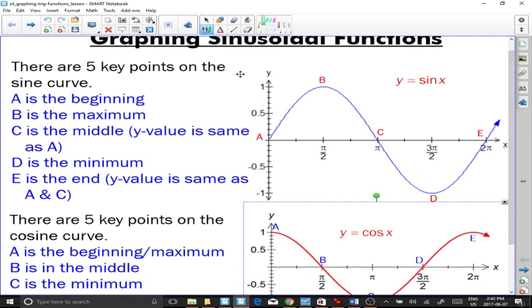On this graph of y equals sine x, the standard function, we start on the midline, and after 1/4 of the period, we reach the maximum. Then at 1/2 of the period, we go back down to the midline. At 3/4 of the period, we go to the minimum. And after 1 full period, we're back up to the midline.